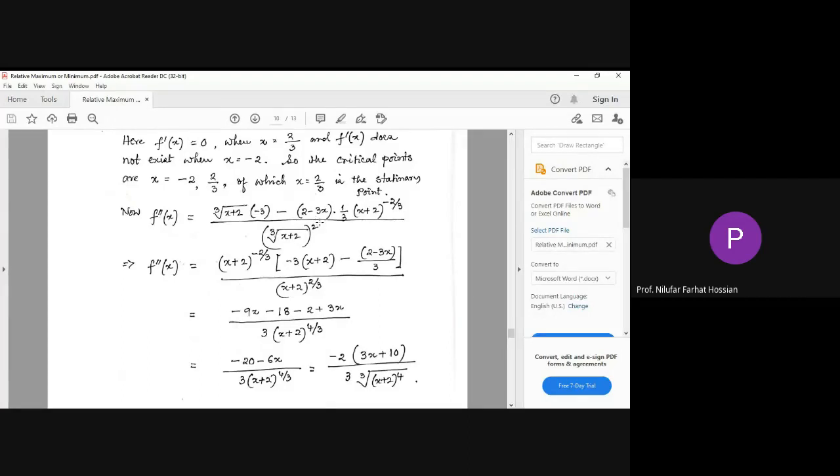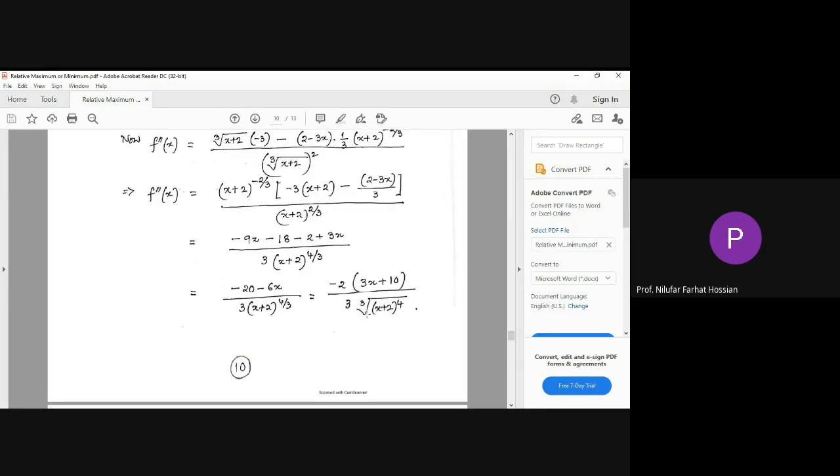Okay, and here what remains? There remains minus 2 minus 3x divided by 3. Now you take the LCM and you do simple algebra. Finally, the expression for the second order derivative becomes this.